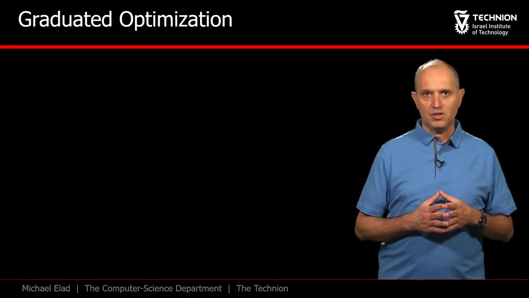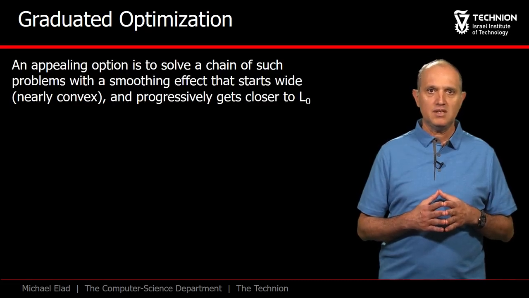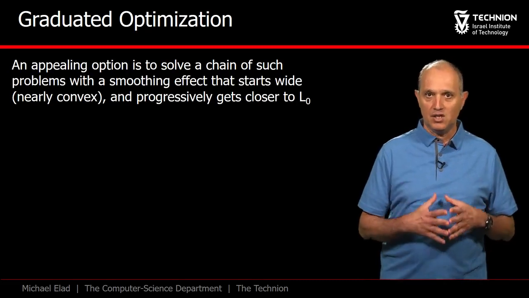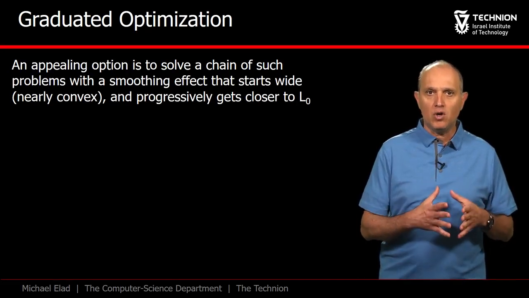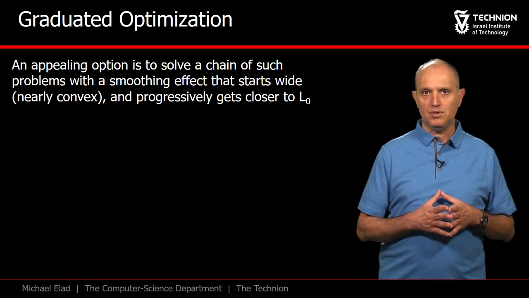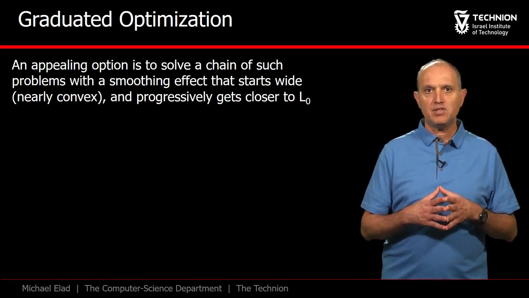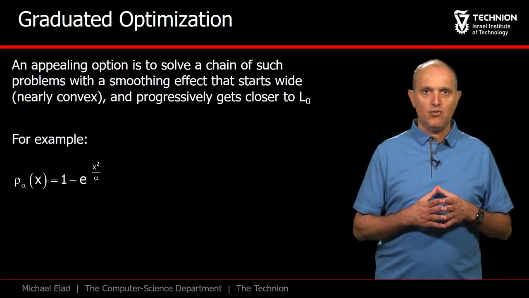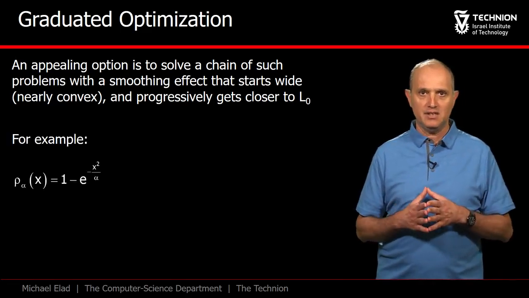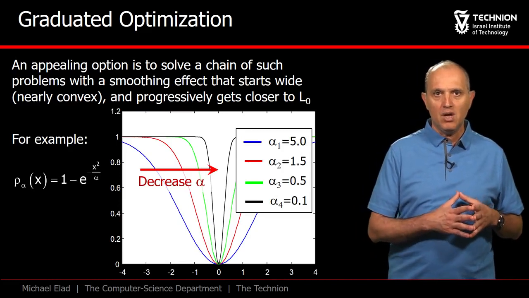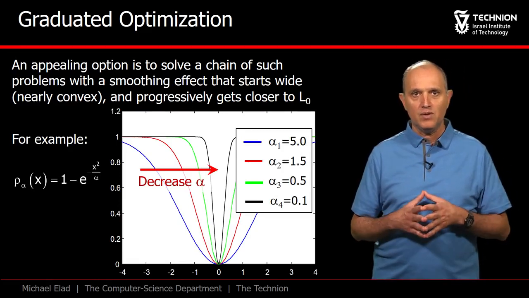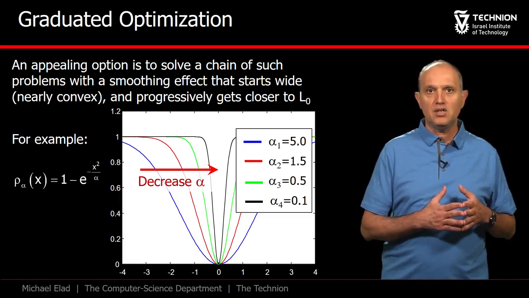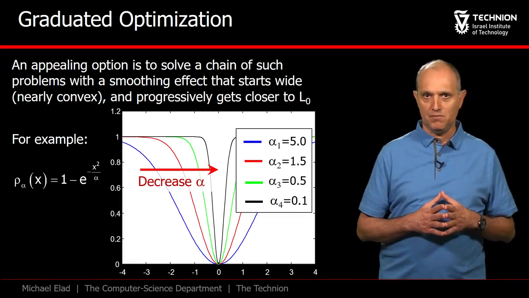Beyond smoothing the L0 function, another tool at our disposal is a graduated approximation, in which we start with a very wide smoothing and solve the problem, and then use a narrower option and recompute the solution, and so on. A progressive method such as this is expected to be able to overcome local minima traps. For example, consider the 1 minus Gaussian case. As alpha tends to 0, we get closer and closer to the rho star, and per each such option, we could recompute the solution and use it as a warm start for the next evaluation.